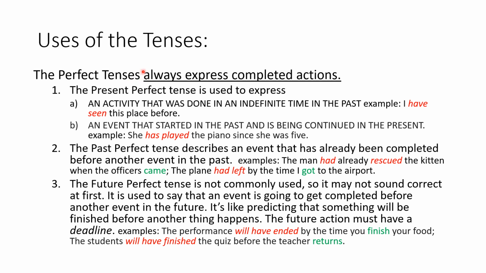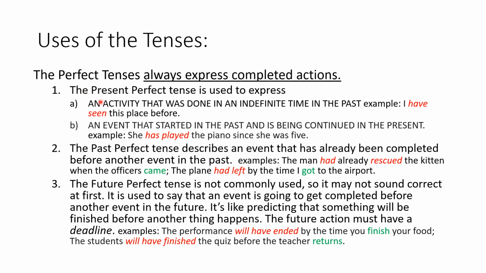A clue to identify the perfect tenses are the auxiliary verbs has, have, and had. Now, when you see those auxiliary verbs has, have, and had, automatically the tense is perfect.